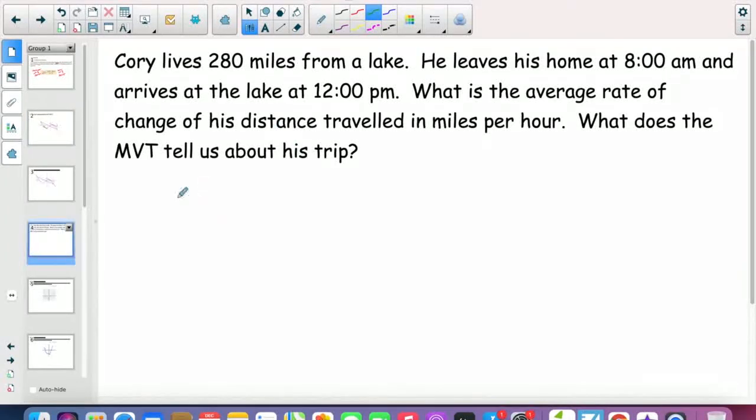Corey lives 280 miles from a lake. He leaves his home at 8 a.m. and arrives at the lake at 12 p.m. What is the average rate of change of his distance traveled in miles per hour? What does the mean value theorem tell us about his trip?